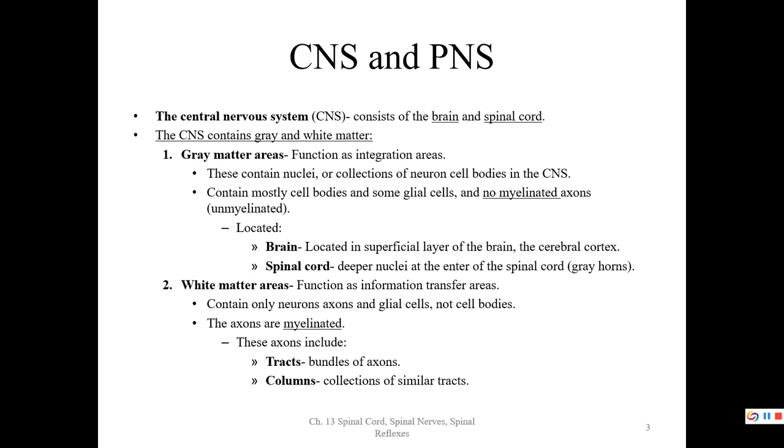In the spinal cord, it's deeper. So one of the interesting things is in the brain, you have superficial gray matter. In the spinal cord, we have deep gray matter in the gray horns. There is white matter areas, and they are transfer areas as we've seen. They are going to be axons and glial cells, no cell bodies, and these axons are myelinated. Very important. Now, they can have tracts, which are bundles of axons. And then if I got bundles of similar tracts, I've got what's called a column, like a posterior white column, the anterior white column, the lateral white column. These have tracts in it.